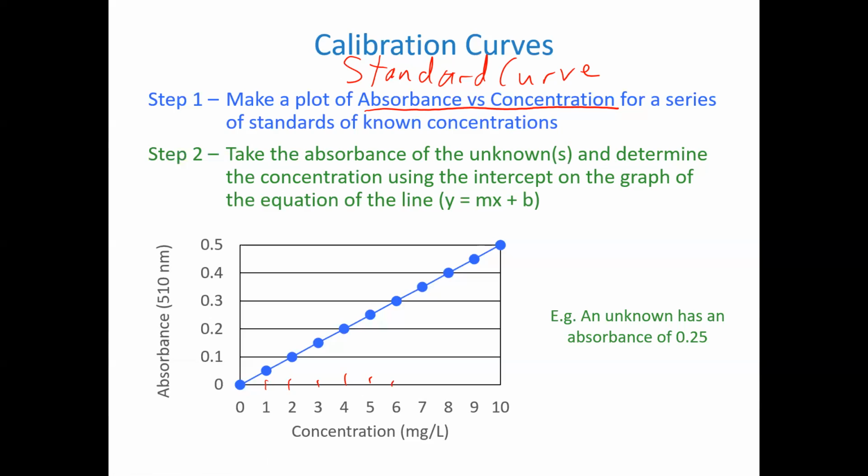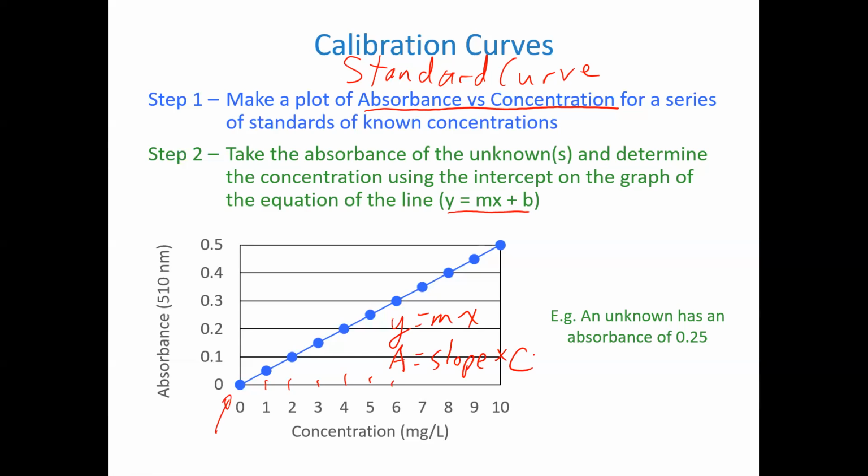So what you can do is you can figure out the equation of this line. You may remember the equation of the line is y equals mx plus b. This here goes through 0, so it turns out that y equals mx. So m is the slope, and of course, y is absorbance. So absorbance equals the slope times the concentration. And that's it.